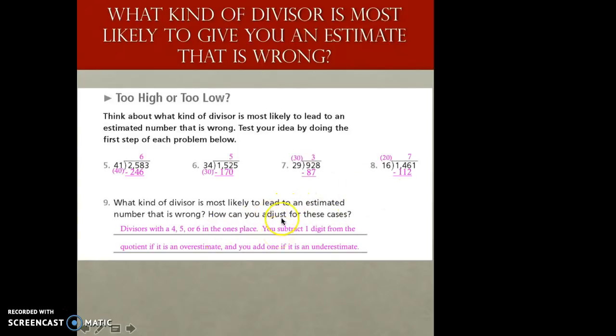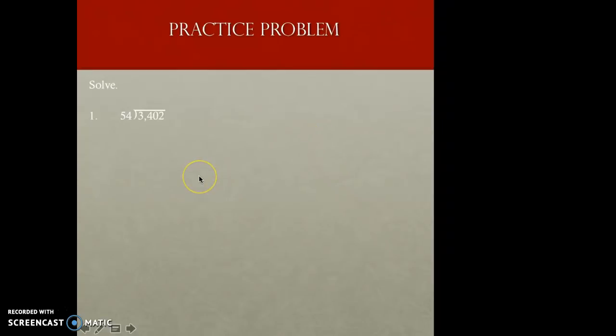So how do we adjust? Well, we're going to either have to subtract one digit from the quotient if it is an overestimate, or we're going to have to add one if we have underestimated. All right, so here's just one practice problem. I want you to give this a try. So remember to round this. Go ahead and get started. See if your estimate is okay. And if it's not, you'll have to make an adjustment. All right, we'll see you soon.